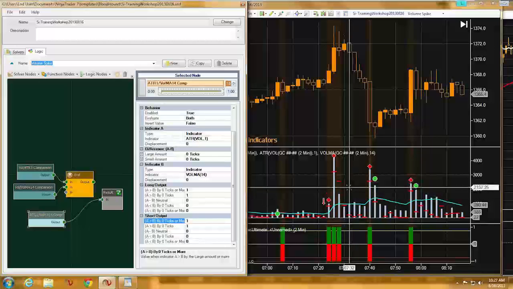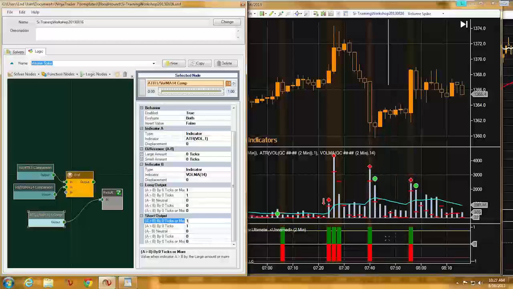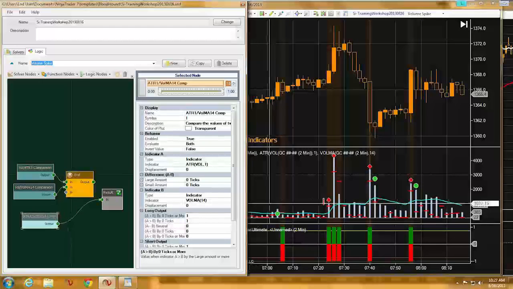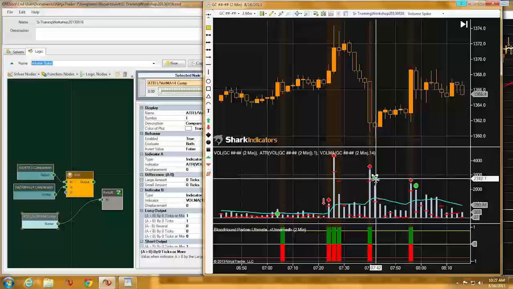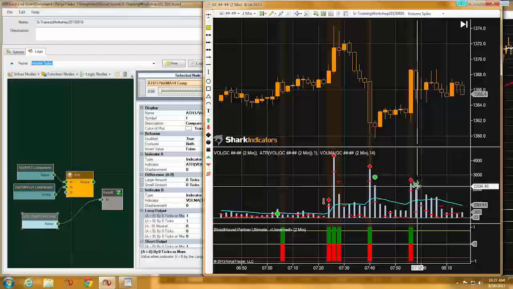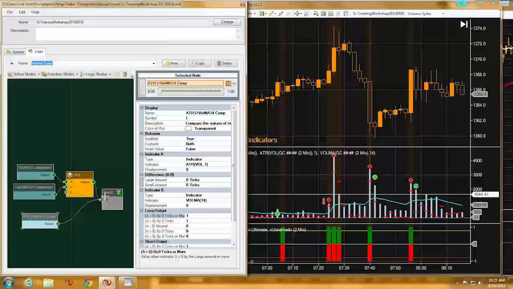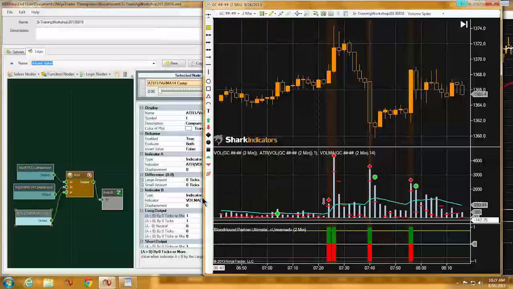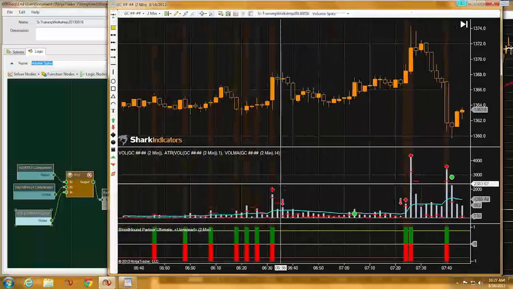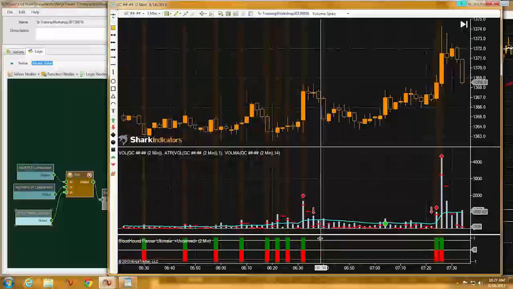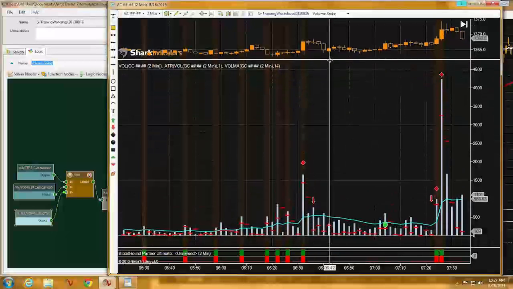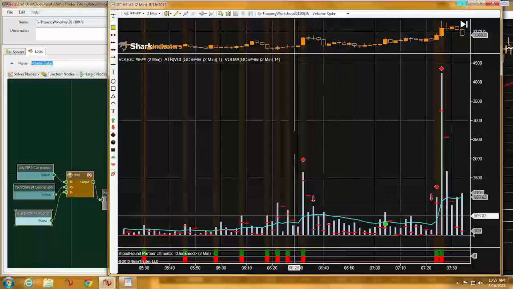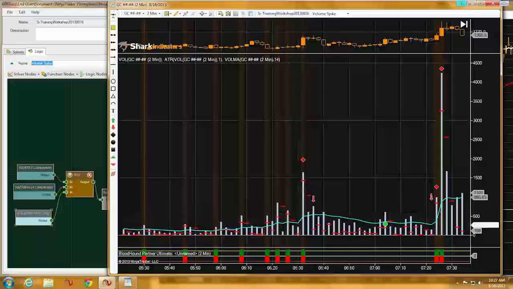Great, that looks good. So you can see now with this comparison solver, this bar is not marked anymore. No signal there, and no signal on this bar here either. Let's connect that up. All right, we'll take a look. So far what I'm seeing, it looks pretty accurate.